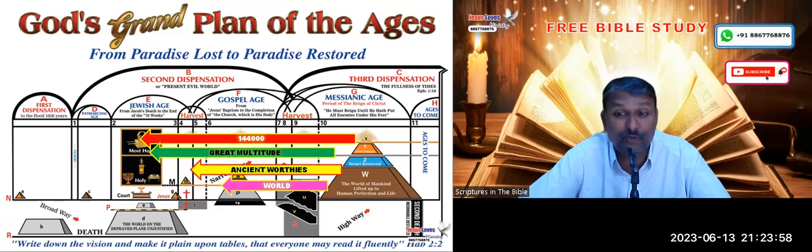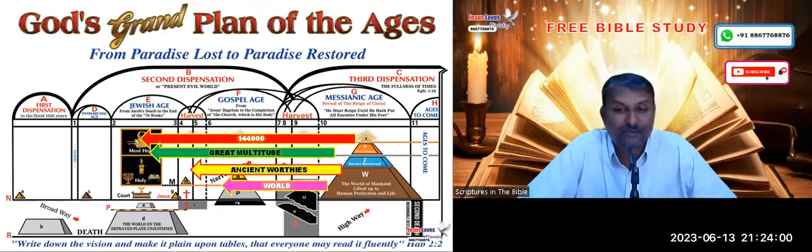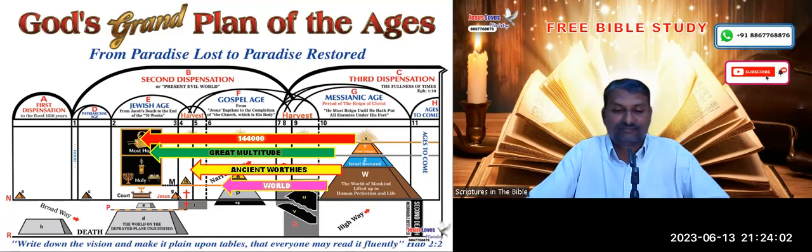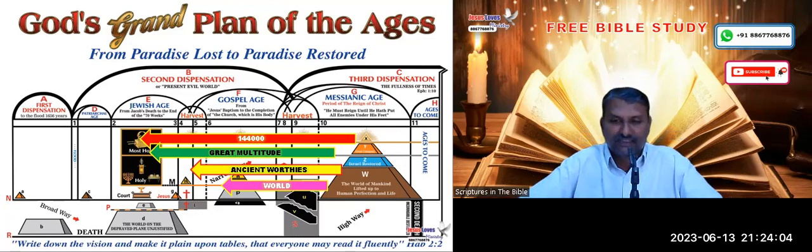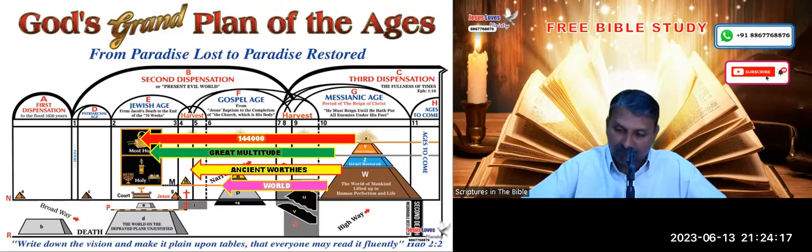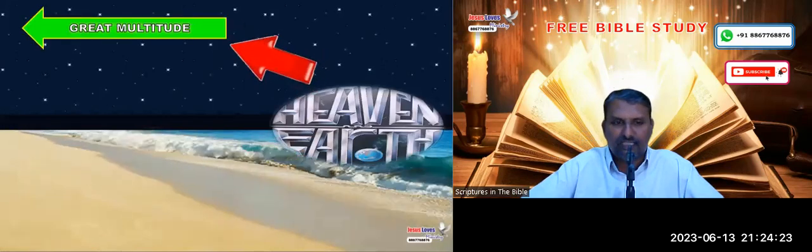The second group will go to heaven. Who? You just answered it, just five minutes before. One is, who will go to heavenly salvation? The great multitude of people. Very good. Simple. This signifies the great multitude of people.